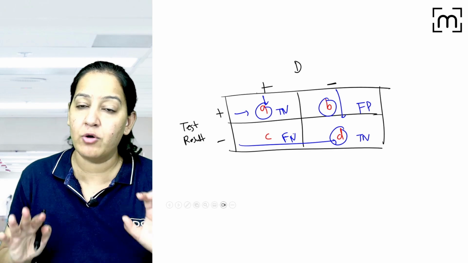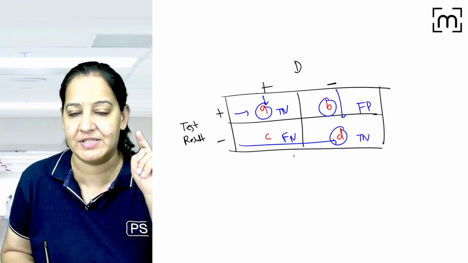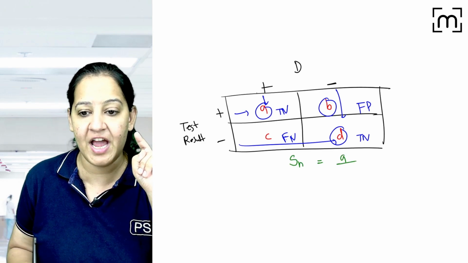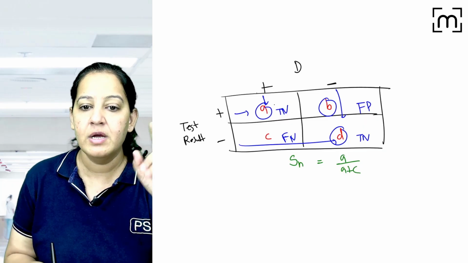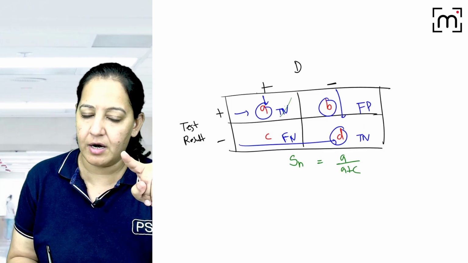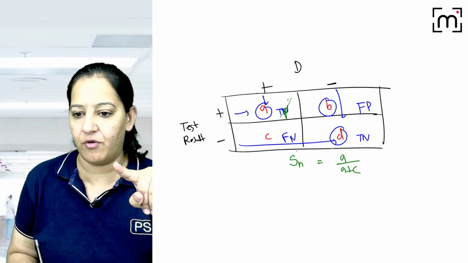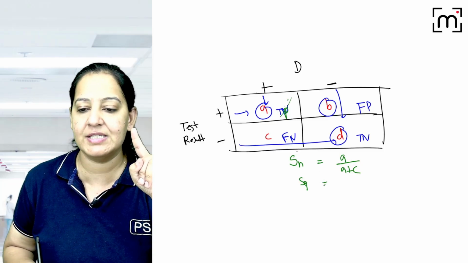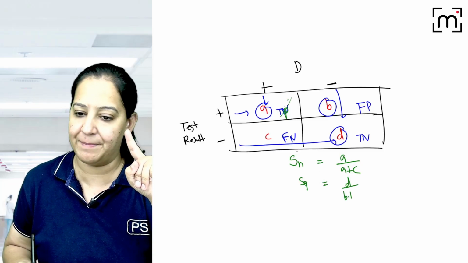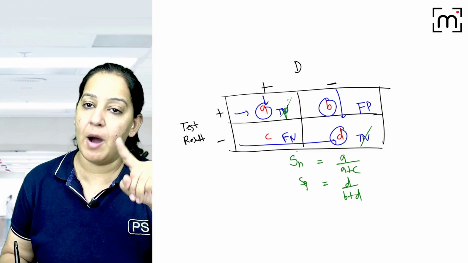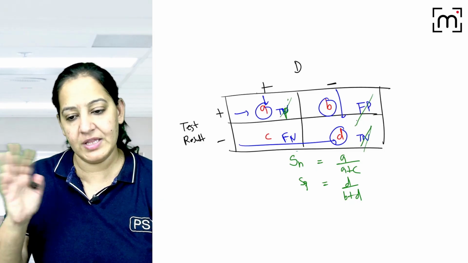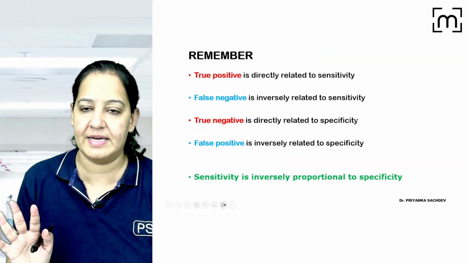Now in that you can make out the formula of sensitivity and specificity. So sensitivity is A upon A plus C. That is true positive upon true positive plus false negative, and specificity is equal to D upon B plus D. That is true negative upon true negative plus false positive. So in this way you can learn the formula, you can understand the definition.